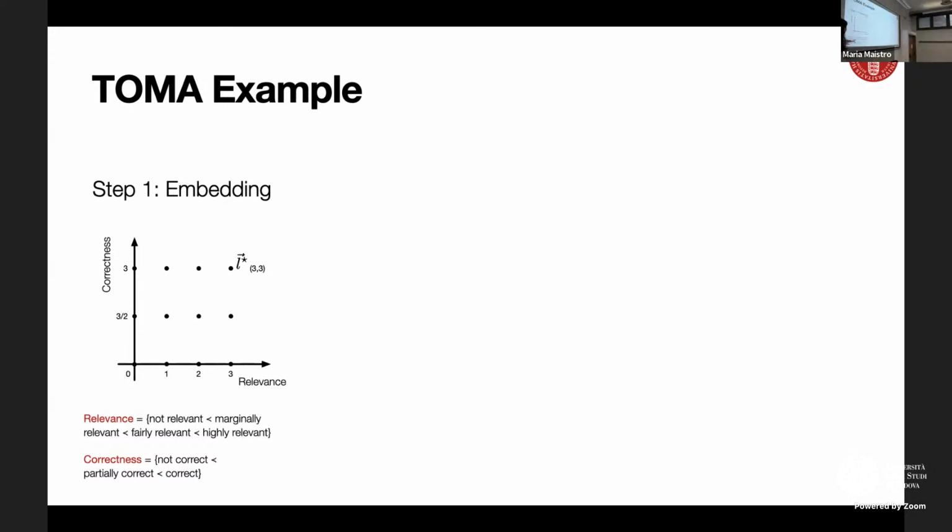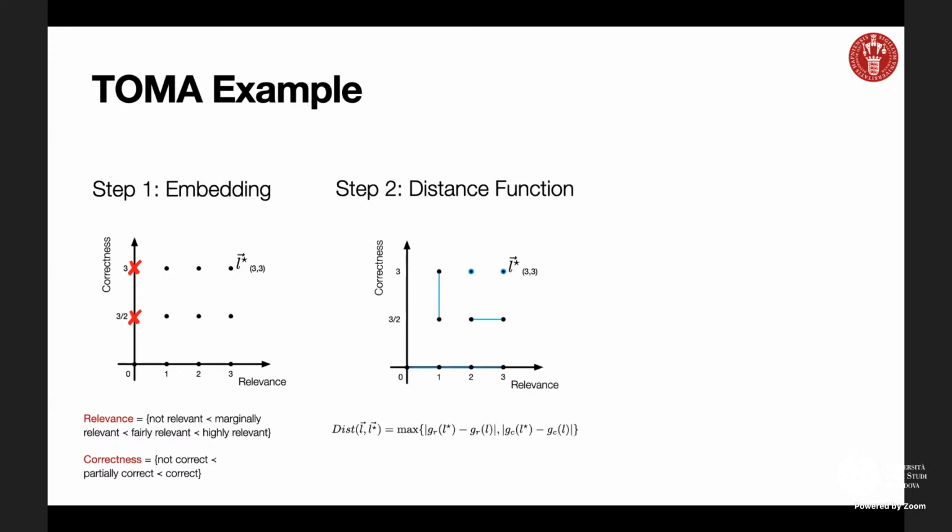See again that we have relevance and correctness. Now I replace the labels with numbers because this is an example of how you can embed these labels in a Euclidean space. And we assume we have 4 labels for relevance and 3 for correctness. Now we also assume that these 2 points, for example, do not exist, because if you have a document that's not relevant, it's also not correct, or it doesn't make any sense to see if it's correct or not.